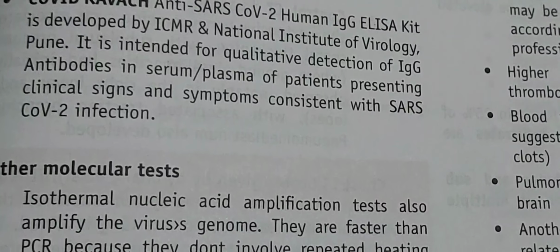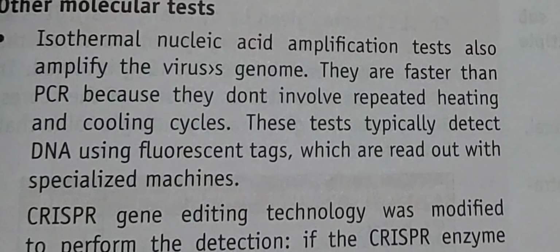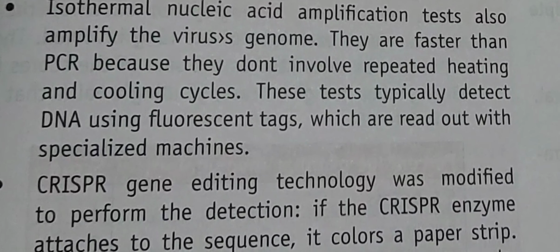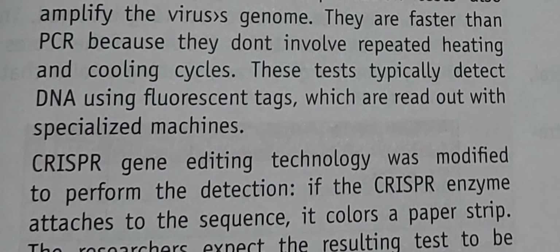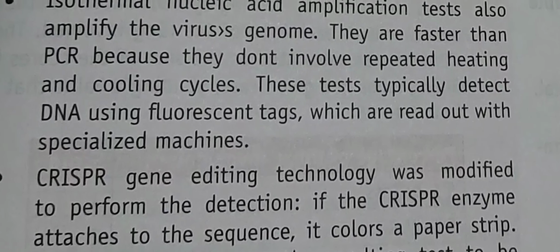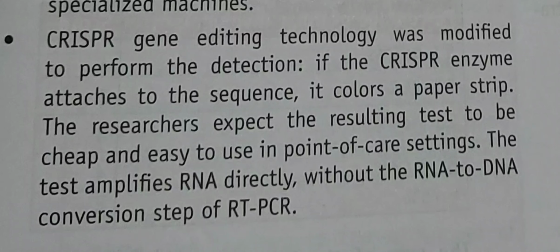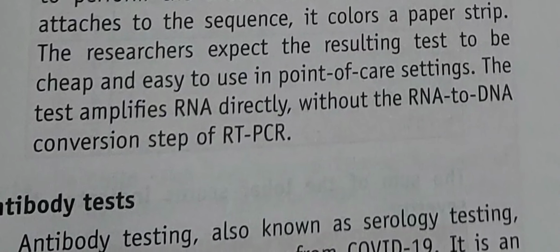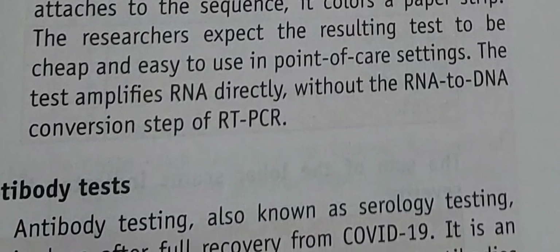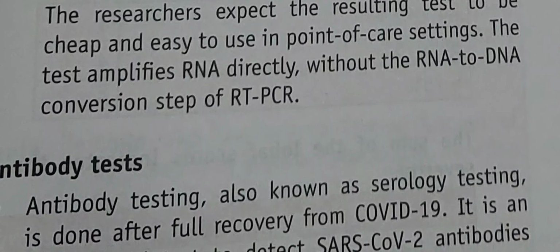We do have other molecular tests like isothermal nucleic acid amplification tests. They also amplify the virus genome, and they're faster than PCR because they don't involve repeated heating and cooling cycles. These tests typically detect the DNA using fluorescent tags. Then there is CRISPR gene editing technology, which was modified to perform the detection. If the CRISPR enzyme attaches to the sequence, it's shown on a paper strip. Researchers expect the resulting test to be cheap and easy to use in point-of-care settings, and the test amplifies RNA without RNA to DNA conversion.